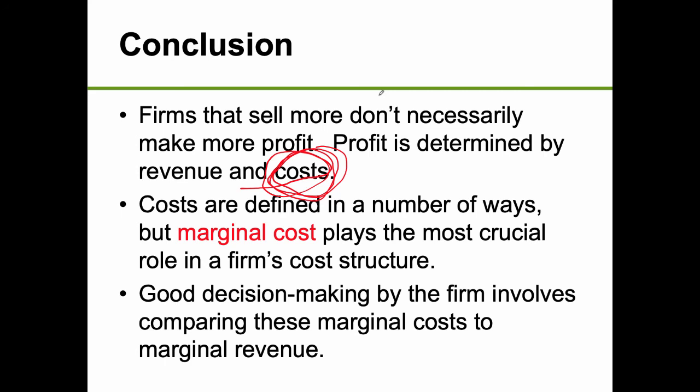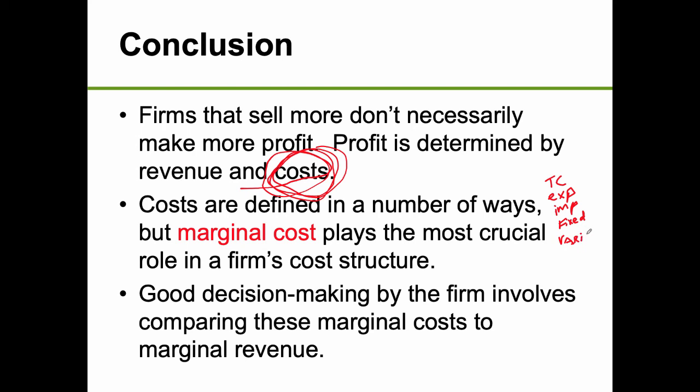There are costs. Costs are defined in so many ways. We've looked at so many different costs. We've looked at total cost. We've looked at explicit costs. We've looked at implicit costs. We've even mentioned the idea of fixed costs and variable costs. There are so many different kinds of costs out there.